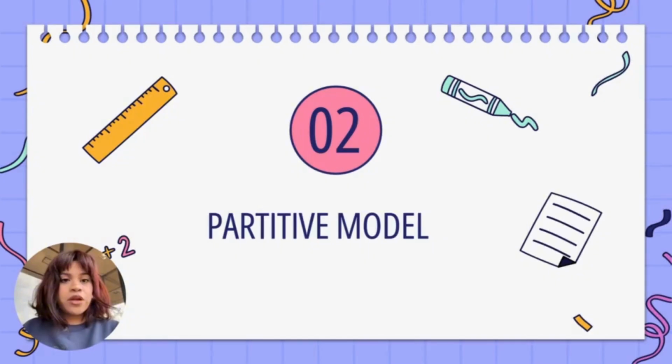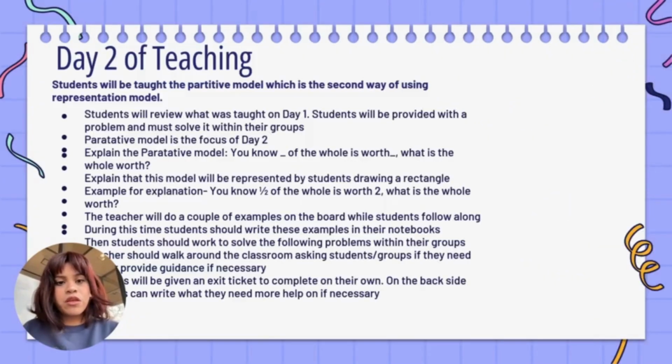On day two, we are covering the partitive model. So, teaching day two, students will be taught the partitive model, which is the second way of using the representation model. Students will be reviewing what was taught on day one. This is just so they are continuing to reassure what they learned. And they'll be provided with a problem, and they must solve it within their groups. The partitive model is the focus of day two.